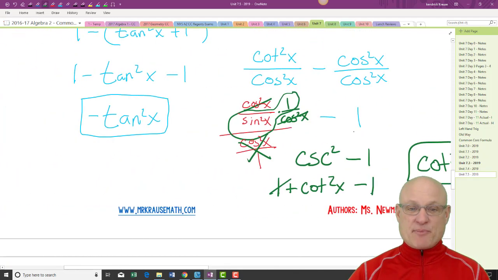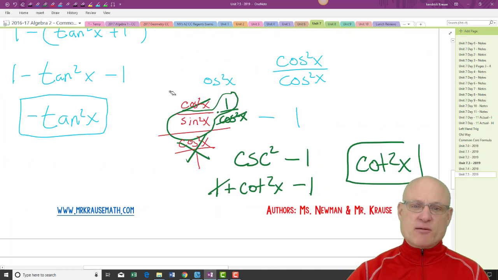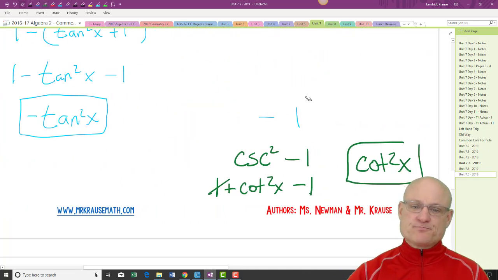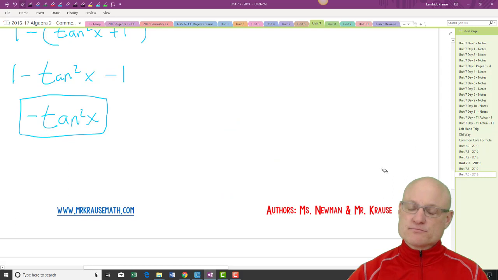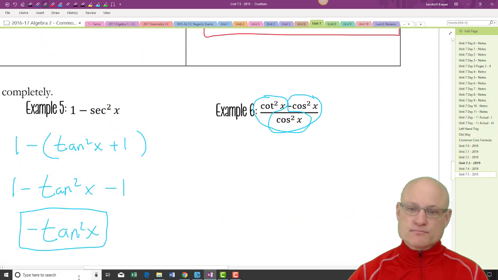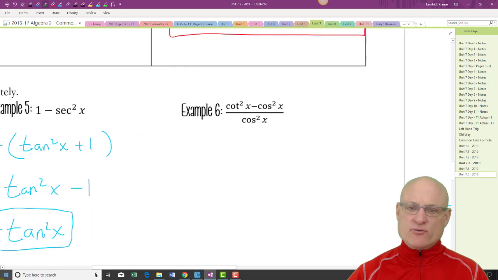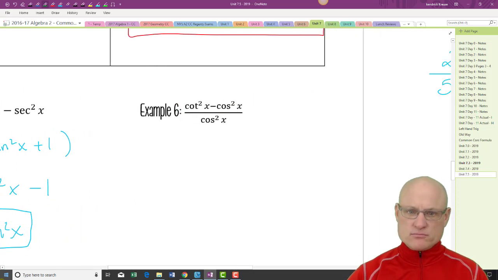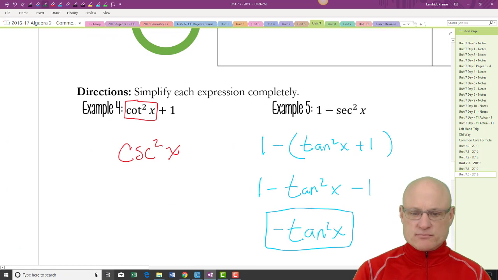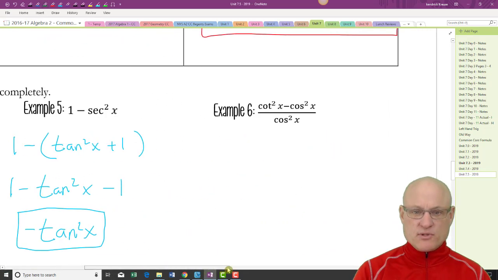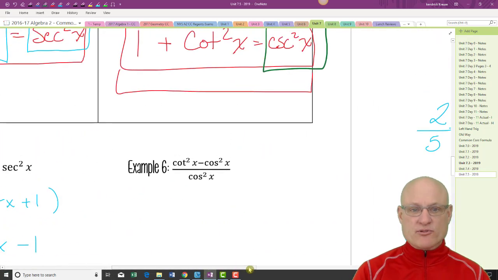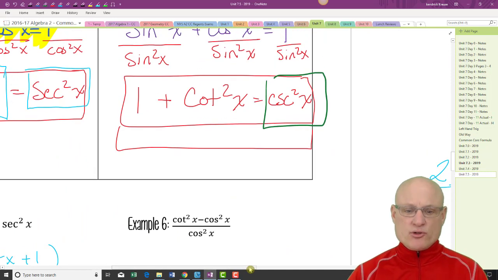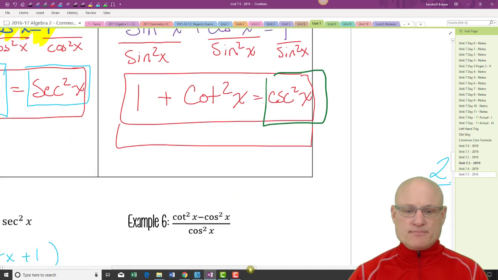So, was that the best way to do that problem? I don't know. Let's see if we can come up with a different way to do this. What is cotangent squared x really equal to? Let's see if there's a different way to do this problem, because sometimes there's a different way.